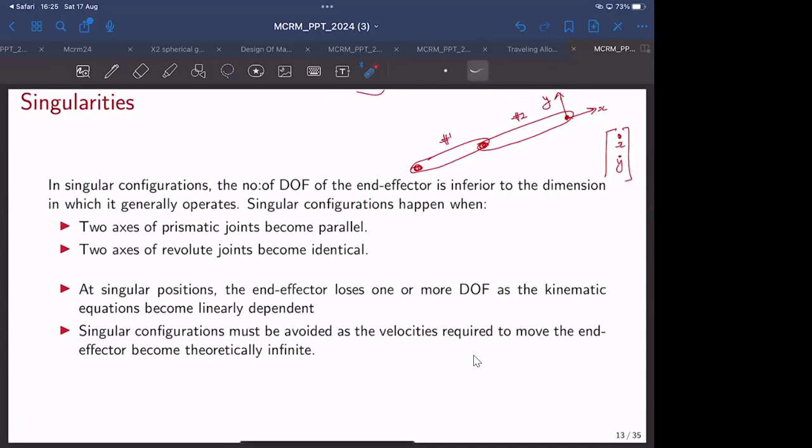And typically, this will happen. Singular configurations typically happen when two axes of prismatic joints become parallel, or two axes of revolute joints become identical, right? For example, if you have a robotic manipulator like this, this is one link. It can move up and down like this.